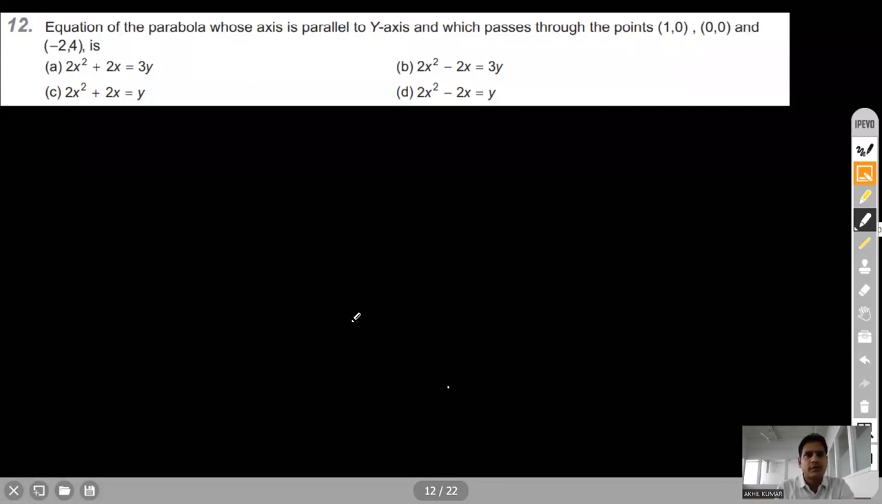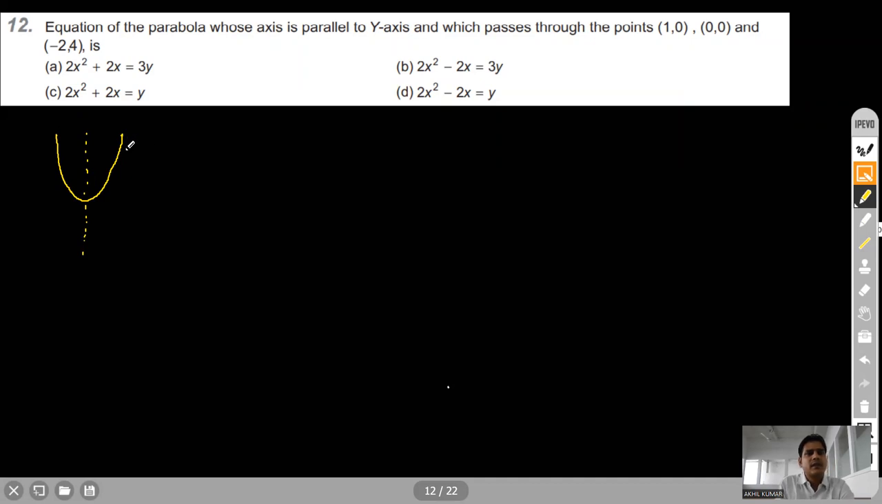So what is this question saying? It is saying equation of the parabola whose axis is parallel to y-axis and which passes through these three points. Okay, so basically we are having one parabola whose axis is parallel to y-axis. So let me draw one rough sketch of the parabola, like a rough sketch of our parabola whose axis is parallel to y-axis, right?